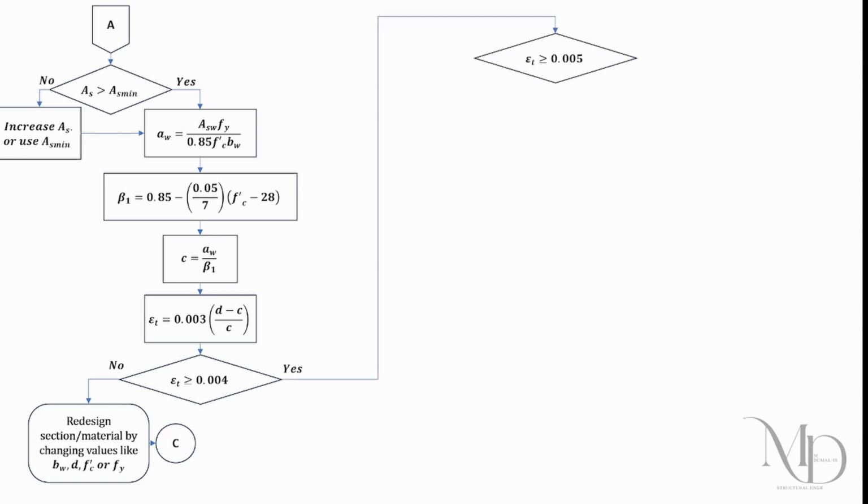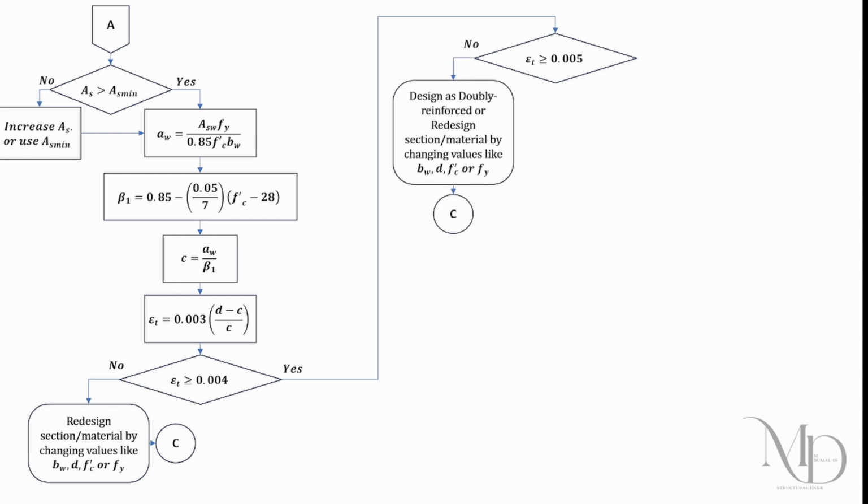If εs exceeds 0.004, we further compare it with 0.005 to verify if the initial assumption of tension-controlled section is correct. While if εs is less than 0.005, then we'll have to decide if we'll retain the section size and choose to add compression reinforcement, making the section doubly reinforced, or choose to redesign the beam section or material properties. Either way, we'll have to redo the entire calculation to accommodate such changes.